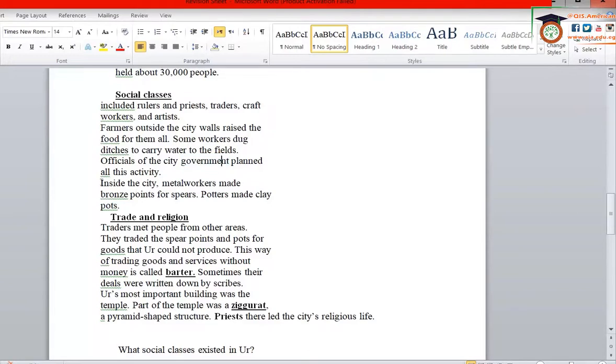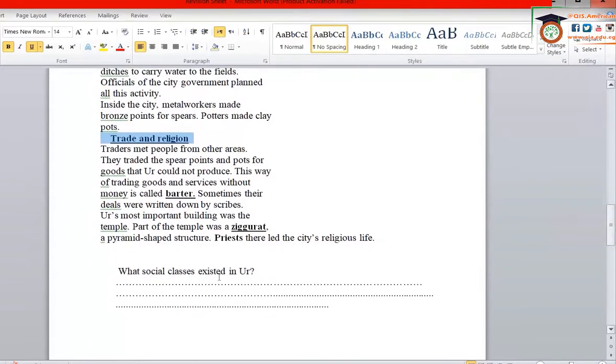We talk now about the inside of the city. What happened inside the city at that time? Well, metal workers made bronze points for spears, and potters made clay pots. Now we're talking about trade and religion. Traders met people from other areas.